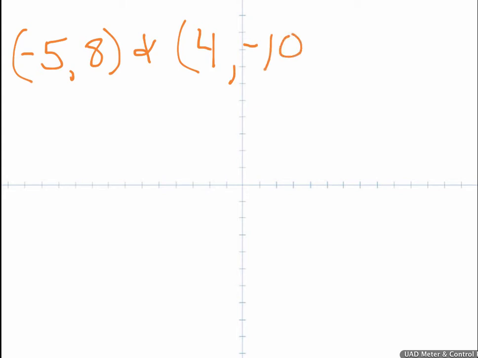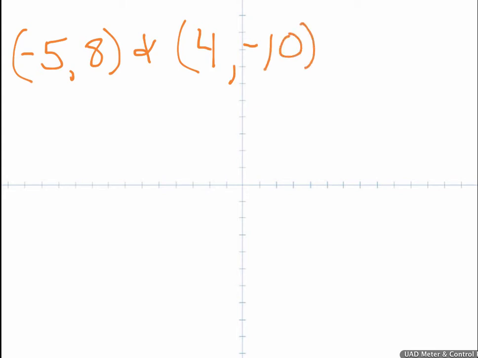Let's go negative 5, 8. We're going to throw some negatives in there. And let's go for negative 10.